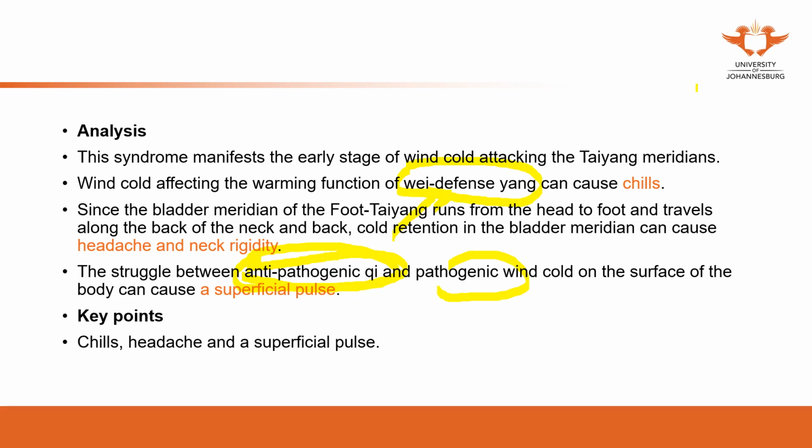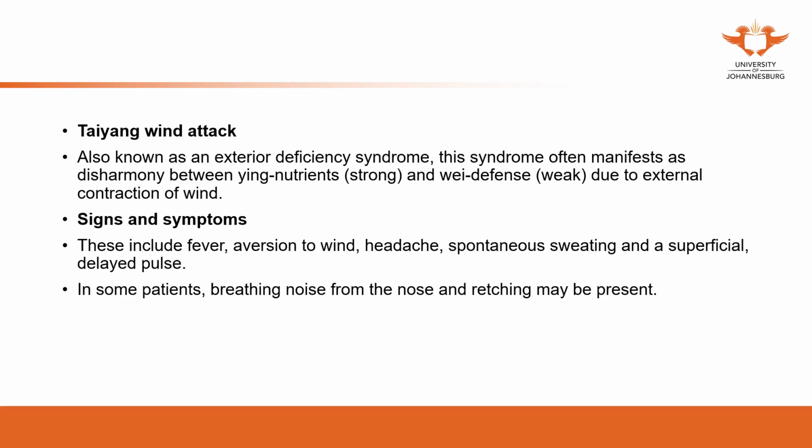The reason why we say wei defensive yang here is only because we want to emphasize the yang. The yang has the function of warming. So in Taiyang meridian syndrome, the patient will present with chills, headache, superficial pulse, or floating pulse. Then there are Taiyang wind attack and Taiyang cold attack. In Taiyang wind attack, the patient will present with fever, aversion to wind, headache, spontaneous sweating, and delayed pulse.